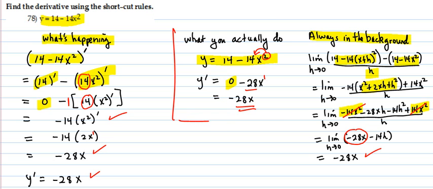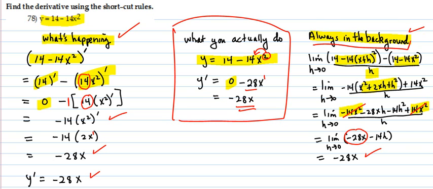So this is what you actually do. This is why it's happening, and this is always in the background. Always returning back to where this all came from, which was the difference quotient, a rate of change, and the limit as h went to 0.